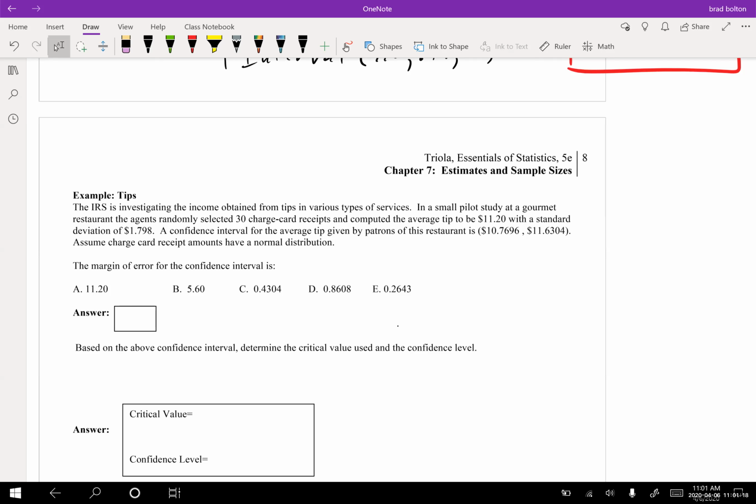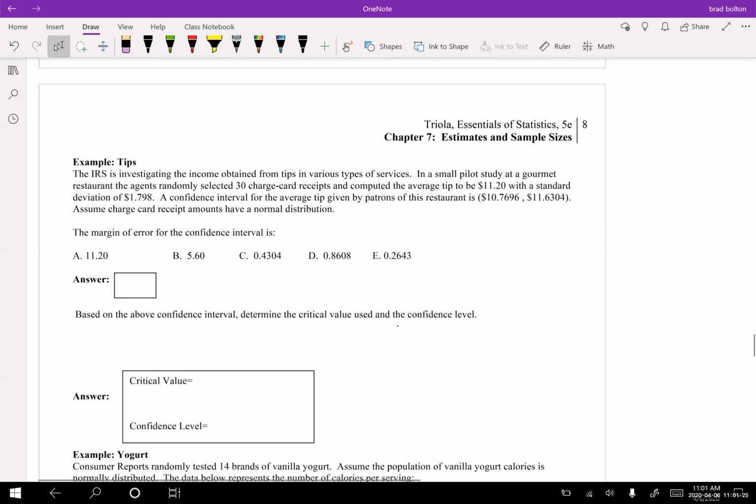Okay, so let's move on. Let's see if we're going to finish this today. We'll try to finish this next page.